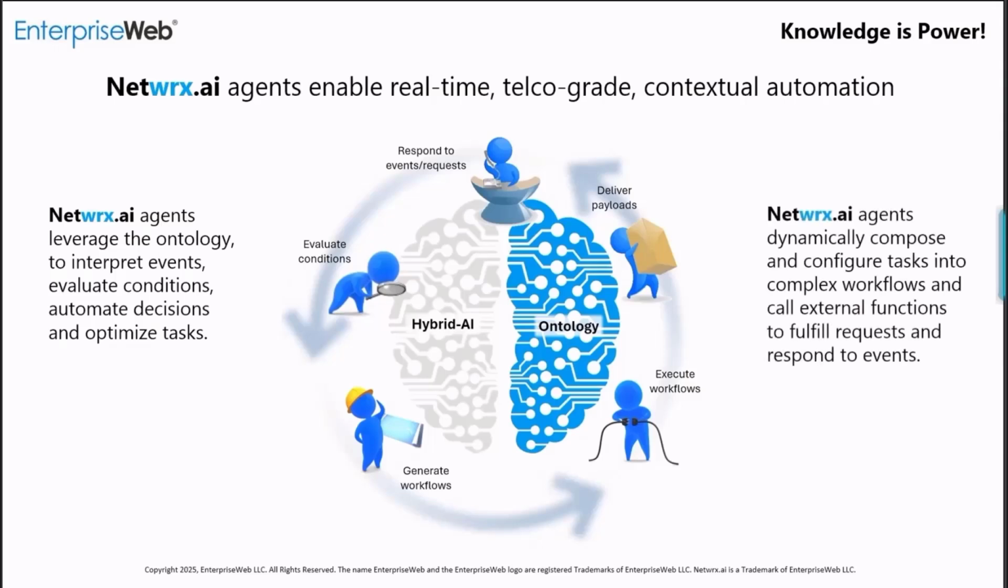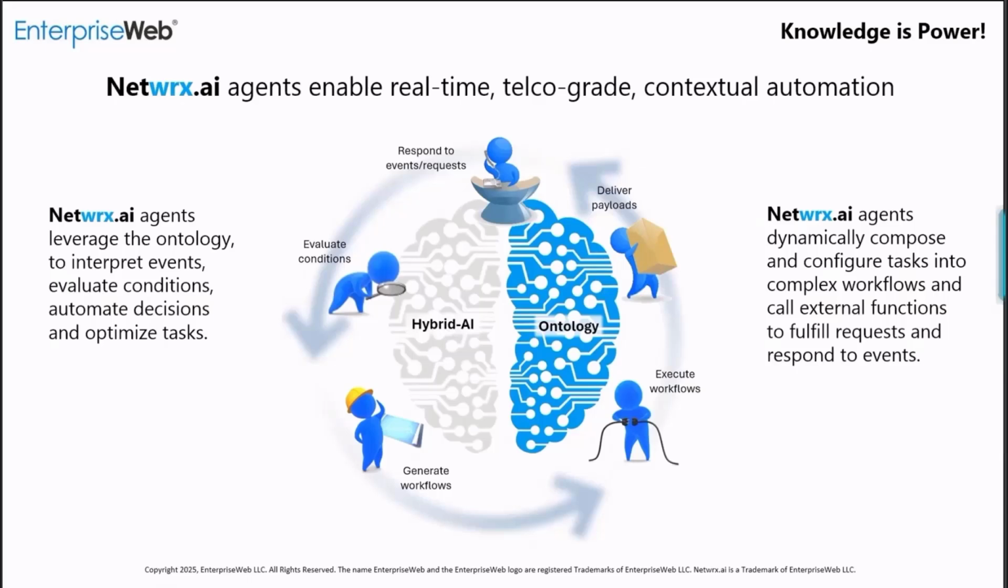And so the agents are able to dynamically compose and configure tasks into complex workflows, call external functions, and fulfill requests and respond to events. This is sort of beyond the current state of agentic, right? We anticipated the problems of the modern distributed systems and networks 10, 15 years ago. And we've been building methodically against this for a long time.